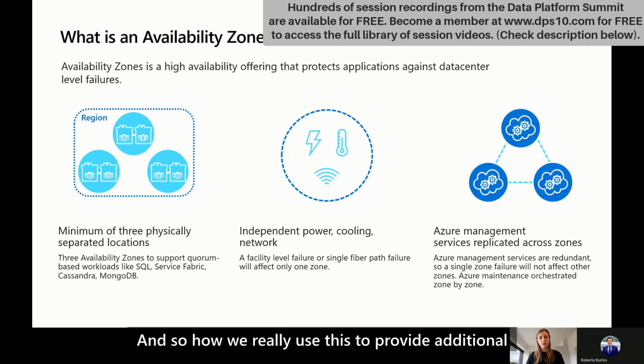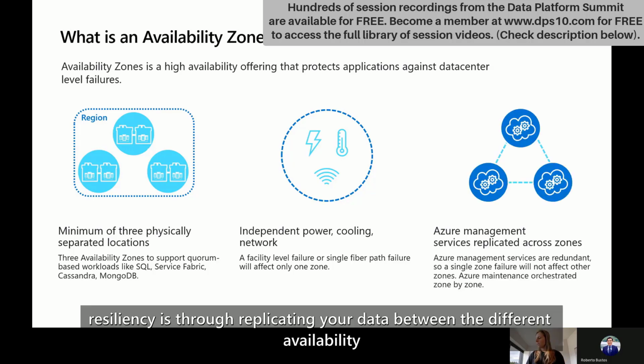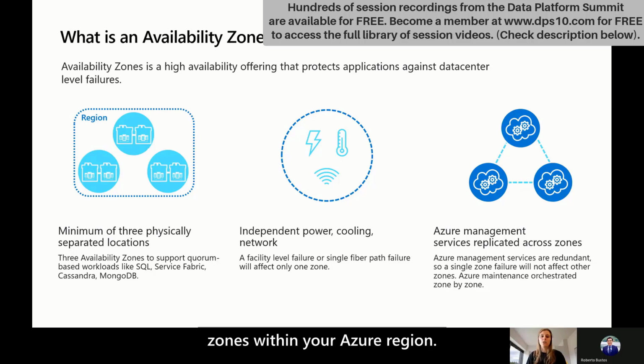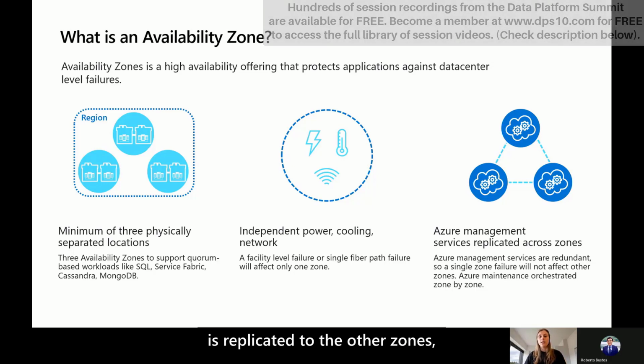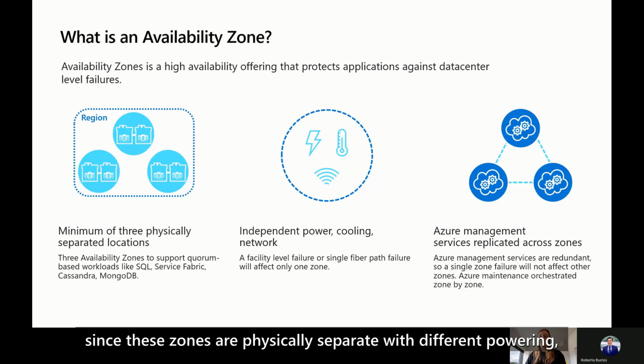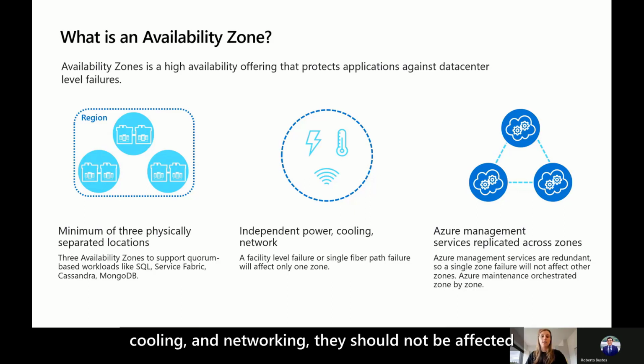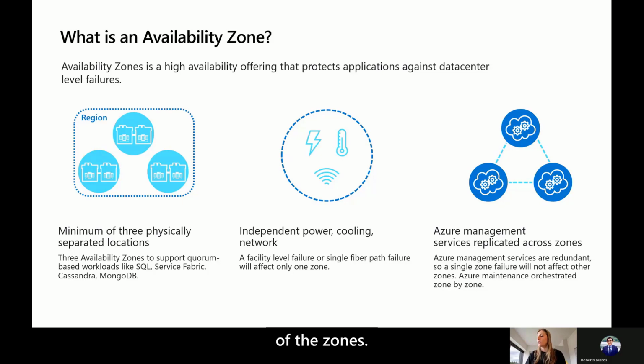How we really use this to provide additional resiliency is through replicating your data between the different availability zones within your Azure region. Because if something happens to one zone and your data is replicated to the other zones, since these zones are physically separate with different power, cooling, and networking, they should not be affected in the case of a zone level outage in one of the zones. So this is what an availability zone looks like.